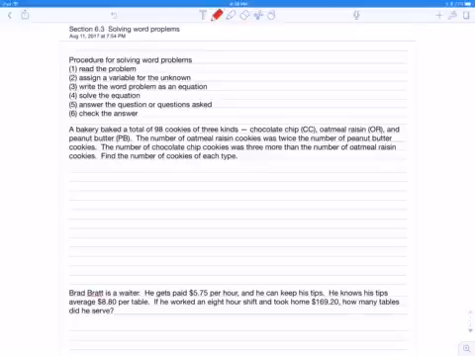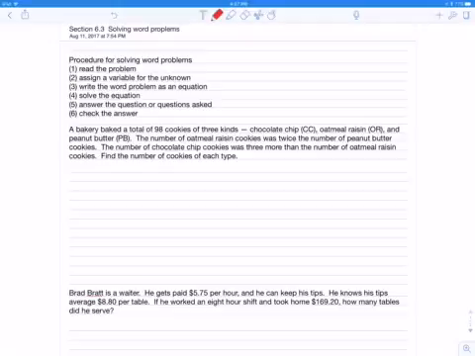There are 6 steps that are helpful in solving word problems. The first step is to read the problem. Sometimes that means reading it 2 or 3 times. You want to make sure you understand what's being asked. Sometimes it means drawing a diagram or an illustration.